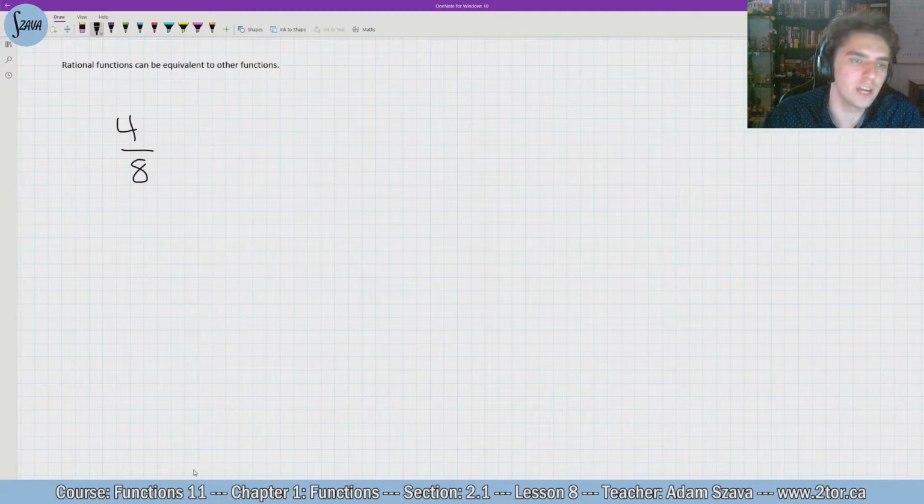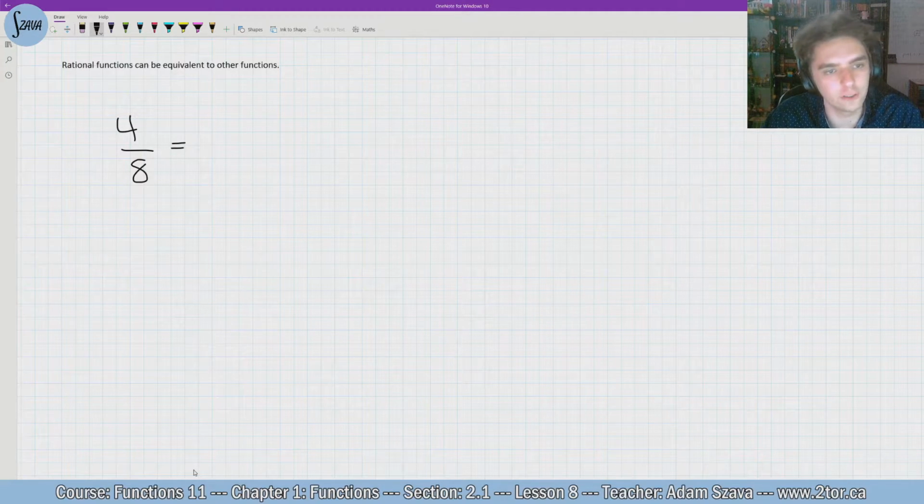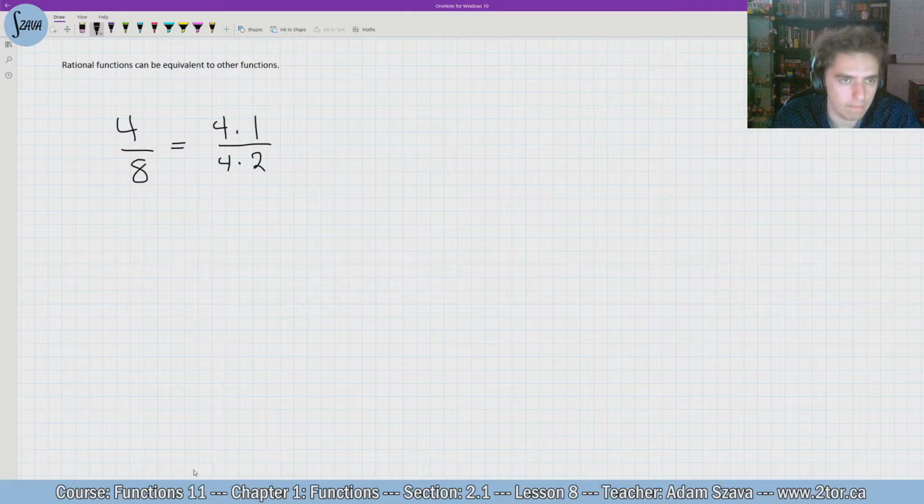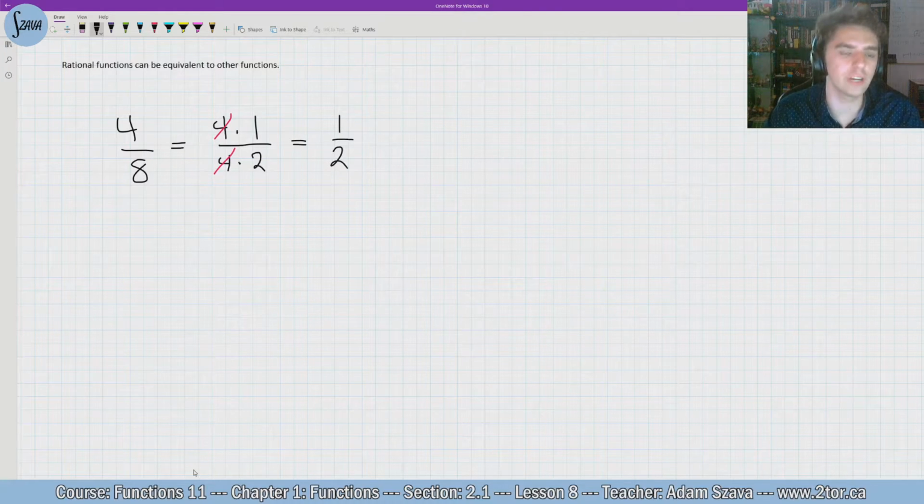So we can simplify the fraction 4 over 8 by writing 4 over 8 as 4 times 1 over 4 times 2. And this lets us cancel the 4 and the 4 because we have a 4 on the numerator and 4 on the denominator, and we can just write this as 1/2. So 4 over 8 is equal to 1/2 for this reason.